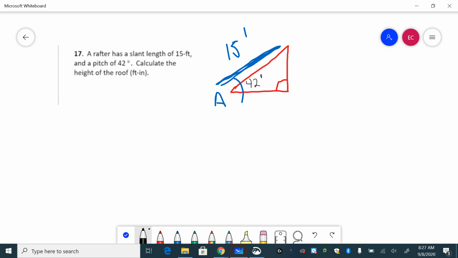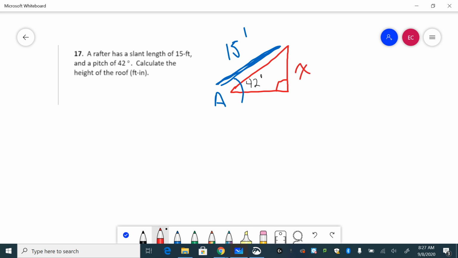Okay, calculate the height of the roof. So the height is always a vertical distance. So we're talking about here, right here. So that's what we're solving for. So if you want to use h or x, it doesn't matter. So I'm going to actually use x instead because I don't want to get confused with hypotenuse.